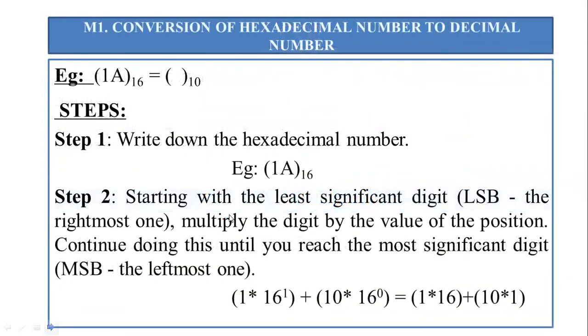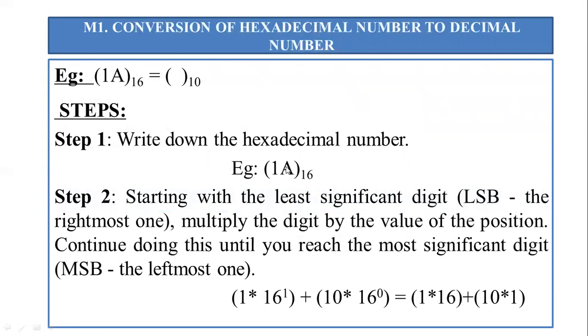So here the number is written as 1A base 16 equals question mark base 10. One has to find the decimal number of the hexadecimal number 1A. The very first step is to write down the hexadecimal number. Again, starting with the least significant digit, that is the rightmost digit, that is A.